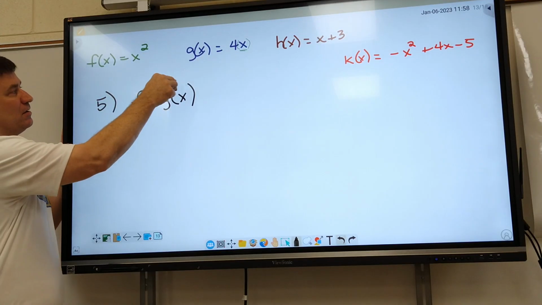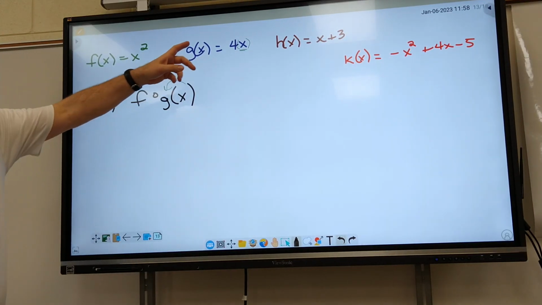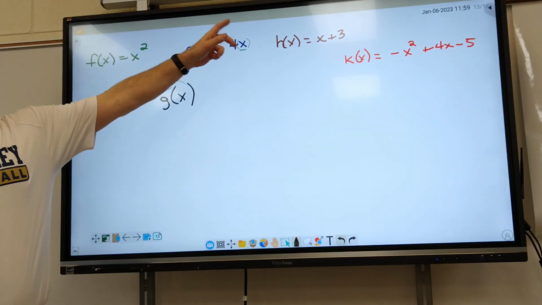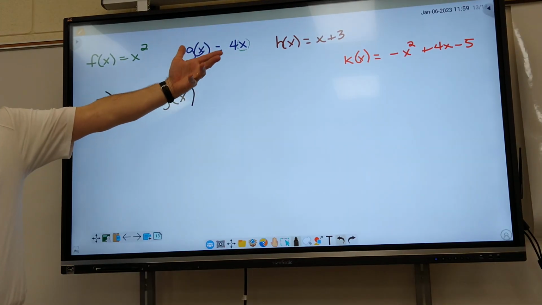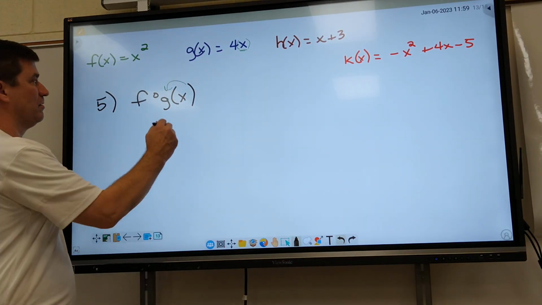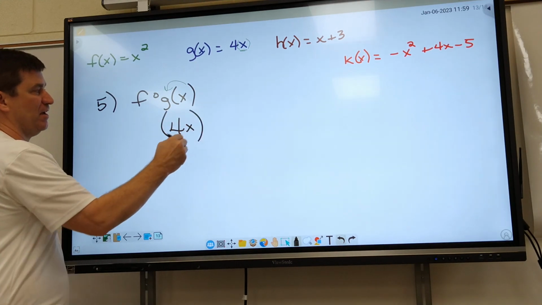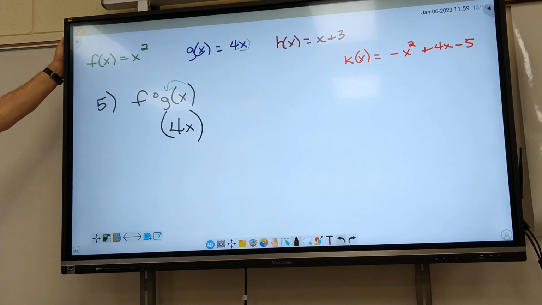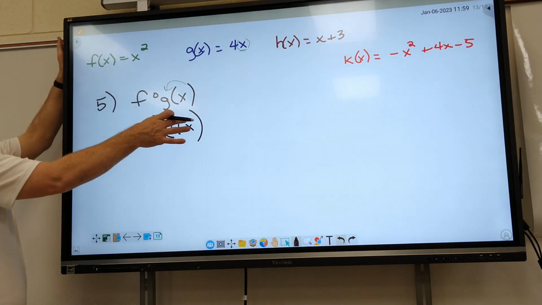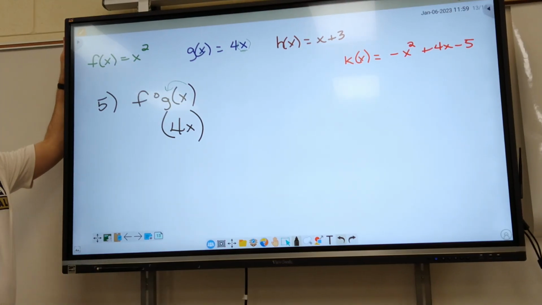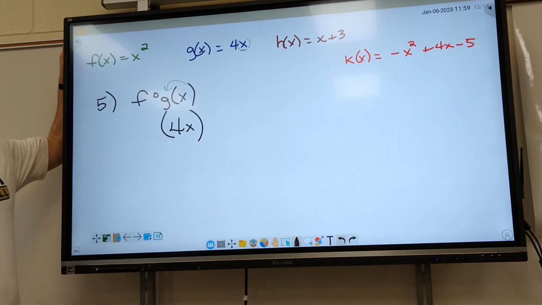Okay? Well, look. Go to g. X is already in there. Y'all agree? So you can't do anything to it. So just bring it down. Bring down 4x, but leave the parentheses or put parentheses around the whole thing. Anytime you're going to plug it in somewhere else, you need to have parentheses around it. Now, y'all want to guess where we go from here?